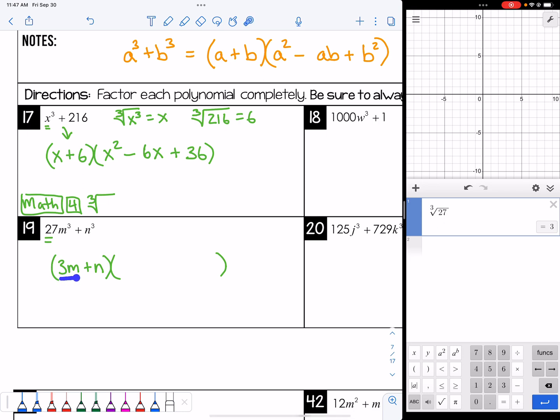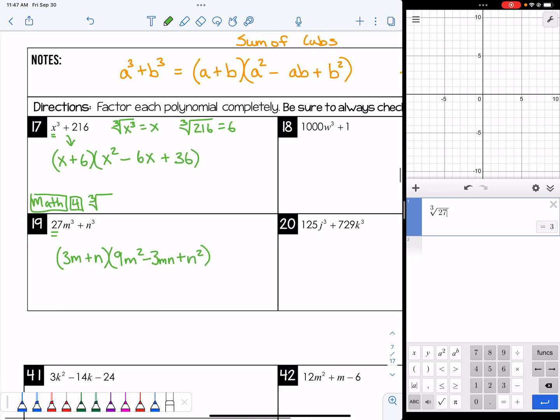Then square the first term in the binomial to get the first term in the trinomial. So that'll be 9m squared. Then square the last term to get the last term. So that'll be n squared. And then I have plus, minus, plus. So I know the sign in the middle of my trinomial is always a minus. So multiply these two together. Ignore the sign because you've already put that in place. And we get 3mn. And that's it. It follows that pattern every time.